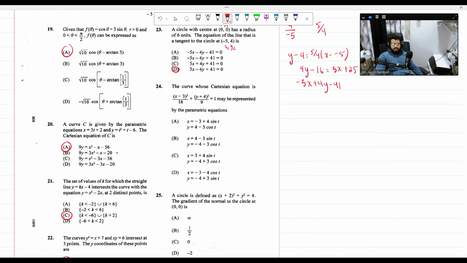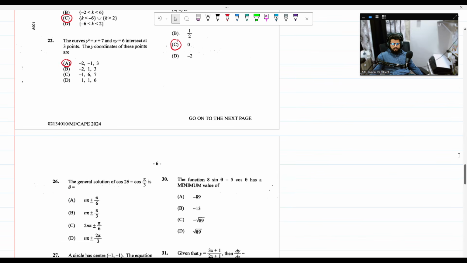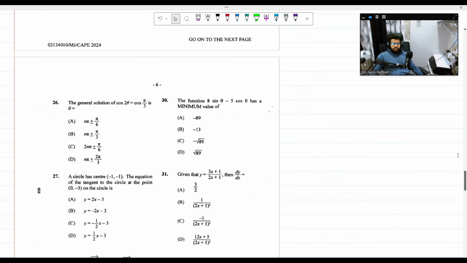24 is a repeat. We're looking for x minus 3. The only one that gives me x minus 3 is C. The gradient of the normal, this was the horizontal line, 0. The general solution, it would have been 2 theta is equal to 2 n pi plus or minus pi on 3. We will get n pi plus or minus pi on 6.